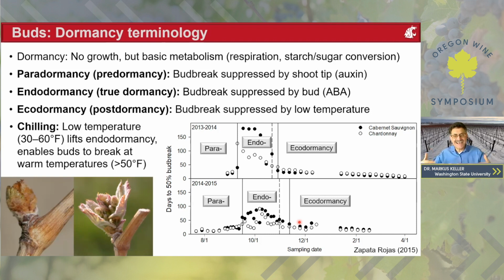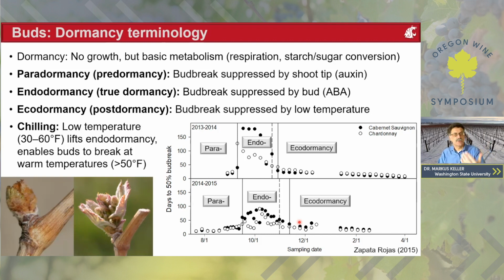That chilling accumulation happens gradually. The bud measures the temperature. As the bud is exposed to cool temperature, that temperature will eventually lift or release dormancy, endodormancy, and the bud transitions from endodormancy to ecodormancy. Once a bud is ecodormant, its bud break is simply suppressed by low temperatures.